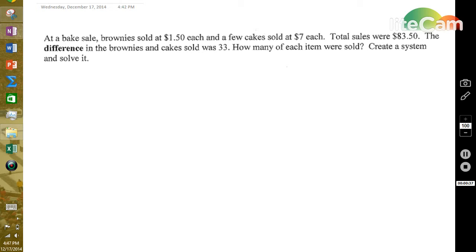Before we start the equations, let's talk about our two variables, and they are brownies and cakes. I'm going to write brownies as B and cakes as C.